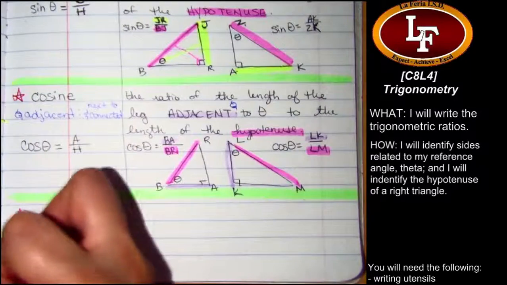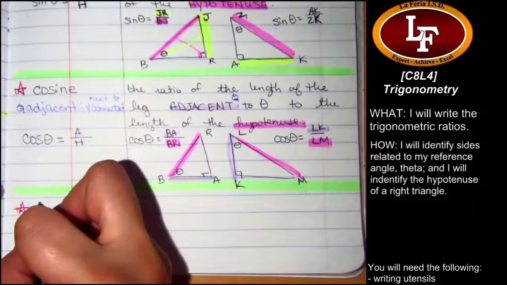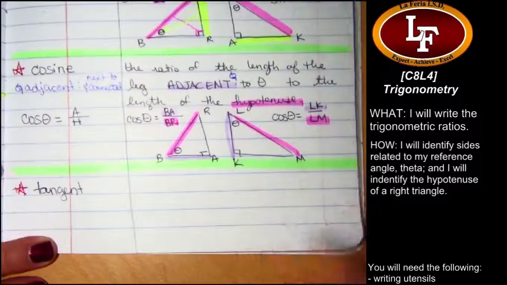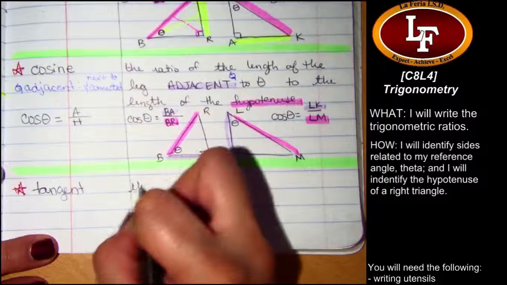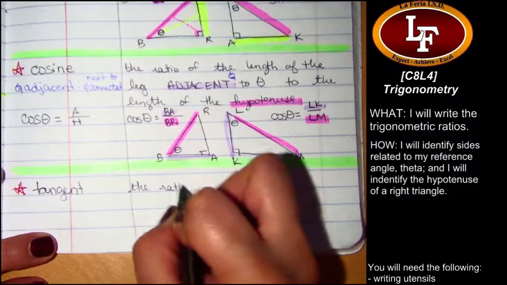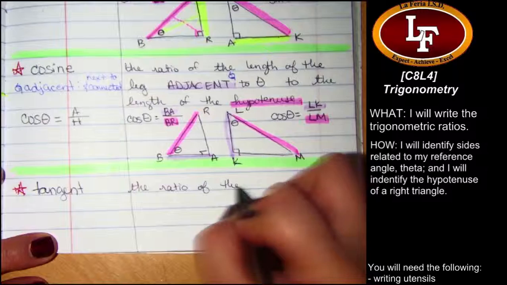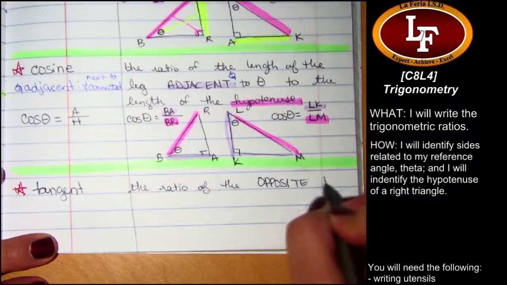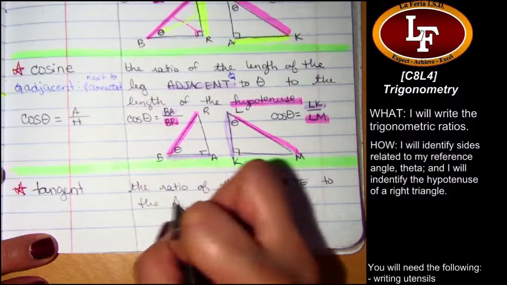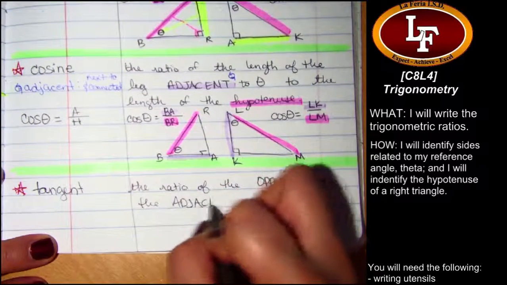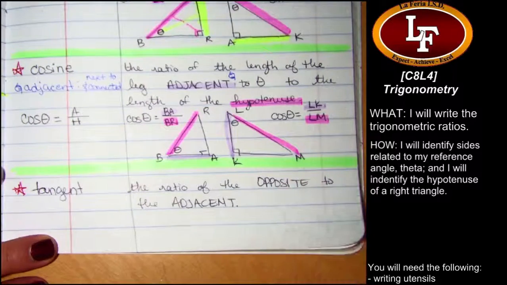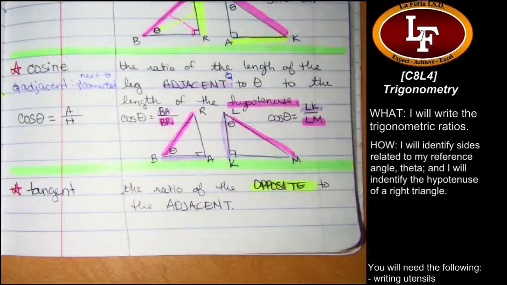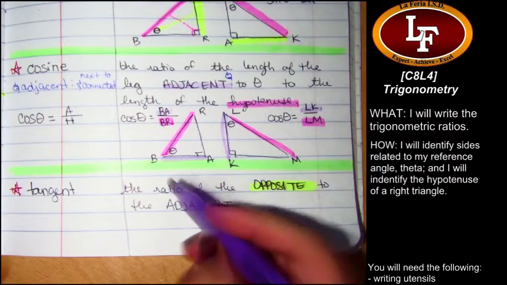All right, our final trigonometric ratio for the day is the tangent ratio. This is the ratio of the opposite to the adjacent. And I'm abbreviating, shortcutting here because this is the same opposite and same adjacent that we've already done earlier in the page. So I'm going to go ahead and color code them the same way.